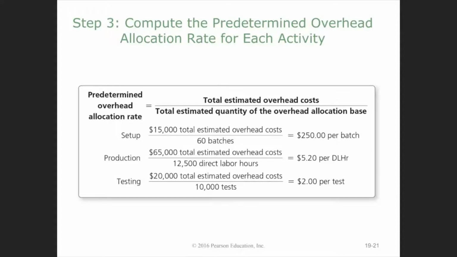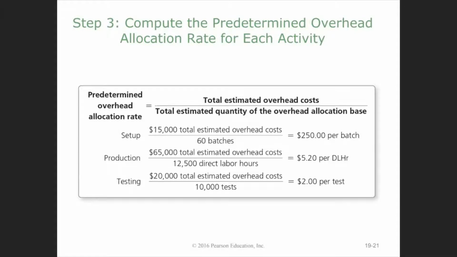For this one, make a note, write this down, because you're going to need to know this formula. Here we've got our predetermined overhead allocation rate. It's the total estimated overhead cost divided by the total estimated quantity of the overhead allocation base.